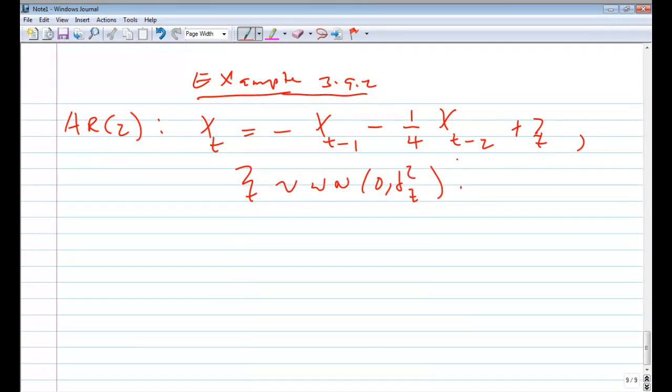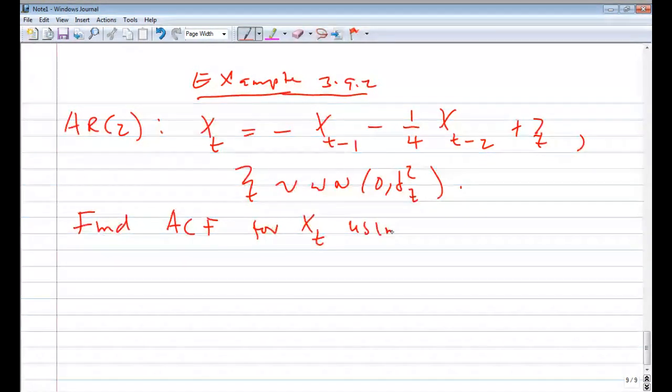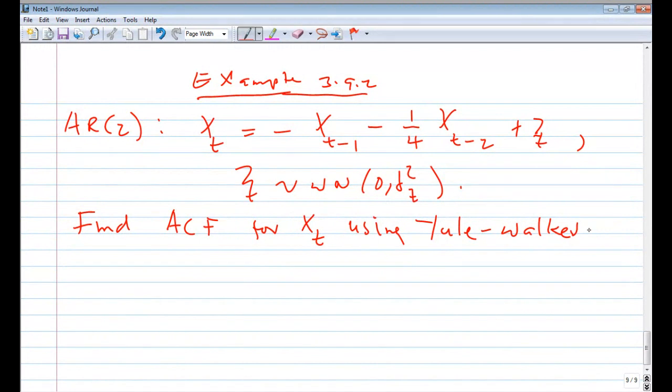So this is the process. We just want to find the ACF for xt, let's say using the Yule Walker equation. Now, the Yule Walker equation.